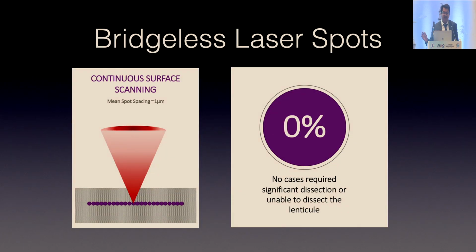What is the second advantage? For the first time, we have something called bridgeless laser spots. And this is the reason why the dissection becomes so smooth, because now your spots are actually touching each other with 1 micron spacing, and you have amazing quality of dissections. And I want to emphasize here, 0% of cases required significant dissection, or 0% of cases had difficulty removing the lenticule.